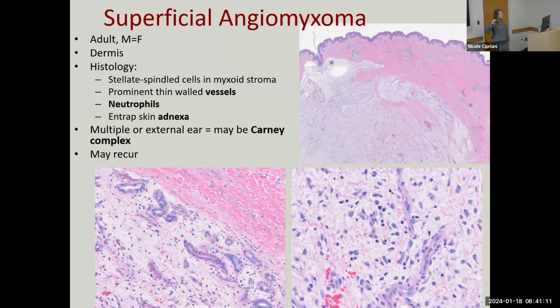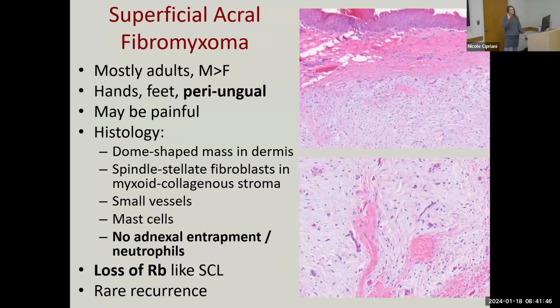If you're in the dermis, rather than the deep soft tissue, and you're dealing with something that looks like a myxoma, you might want to think about a superficial angiomyxoma. What's characteristic about these is they are also richly vascular, hence angiomyxoma, right? They entrap skin adnexal structures, and they often have many little neutrophils in them. So a few things differentiate them from a regular myxoma: location in the dermis, entrapment of structures, vessels, and neutrophils.